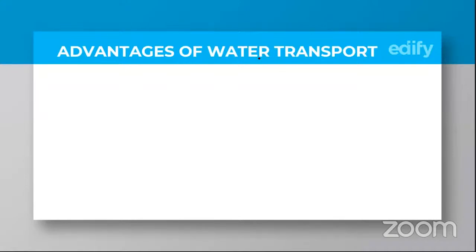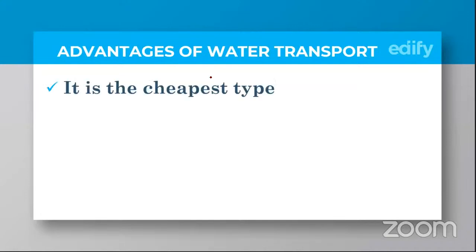Advantages of water transport. Now, water transport is the cheapest type of transport, especially when we are going to outside countries, like somebody said, India. Can a ship also go to India? Can we move up to India on a ship? Now, that is the cheapest. It is the cheapest type of transport, okay?